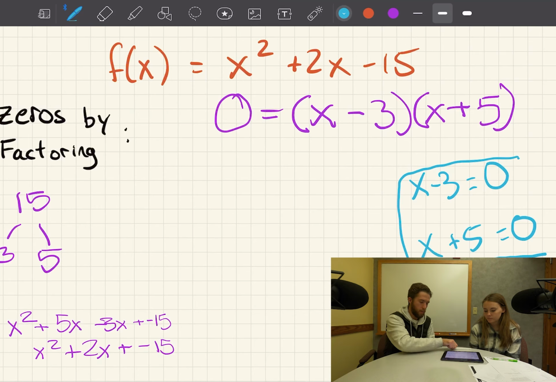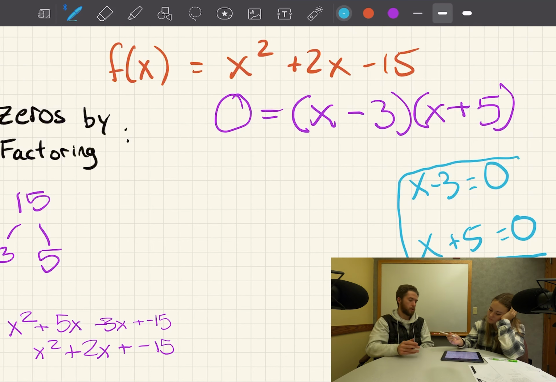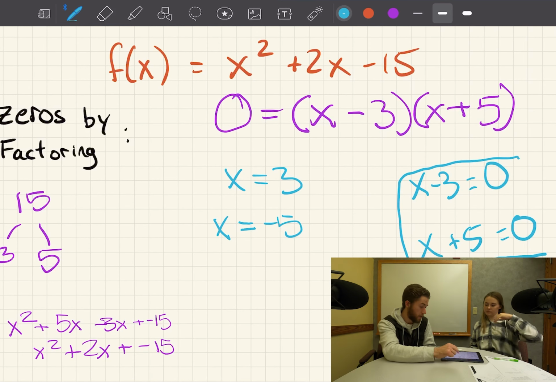Because if you remember, we're just trying to find some x value, some number that you can plug into x, so that this equation altogether will equal 0. We're trying to force that to happen. So what number can go into x to make one of those terms equal 0? 3. There's one of them. So x equals 3 is an answer. And then, wouldn't it be negative 5? Negative 5. So those are your two answers.